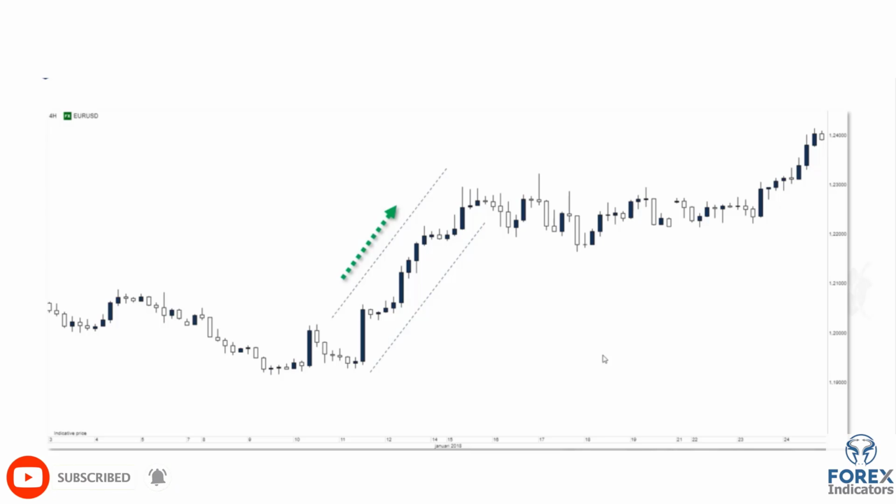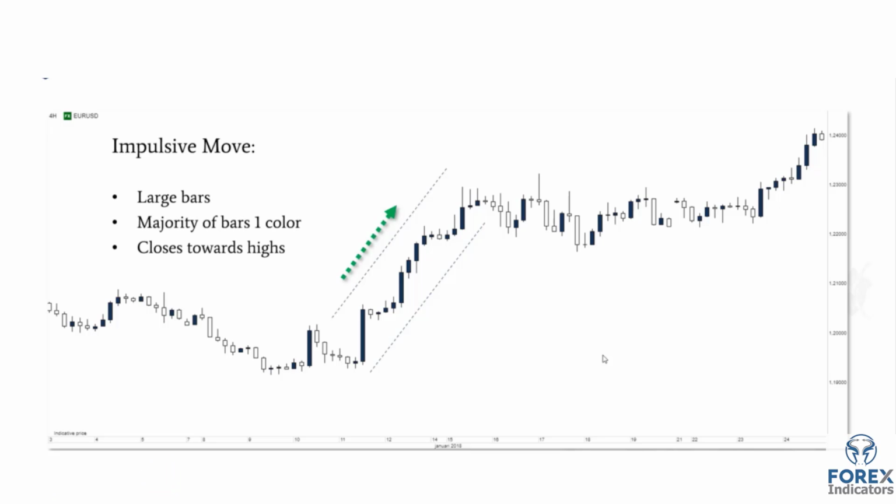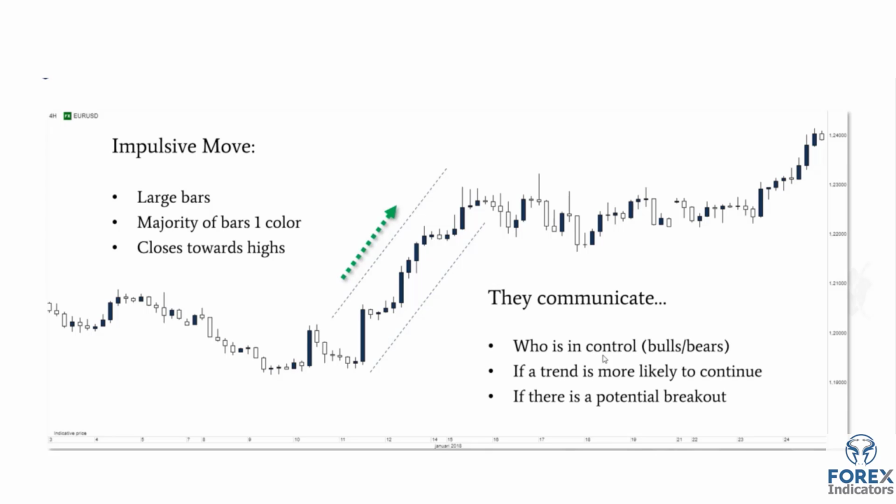So we can see the presence of an impulsive move here. All the bars are in one direction, they're generally large, and they close towards the highs. If you think about this, an impulsive move communicates to us who's in control, if a trend is more likely to continue, or if there's a potential breakout coming.